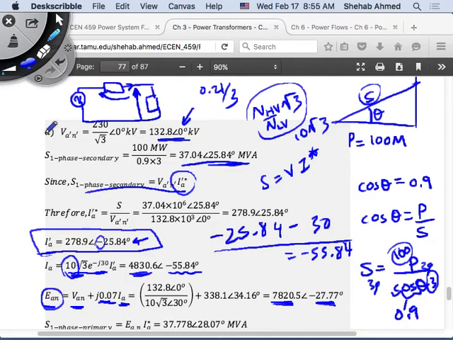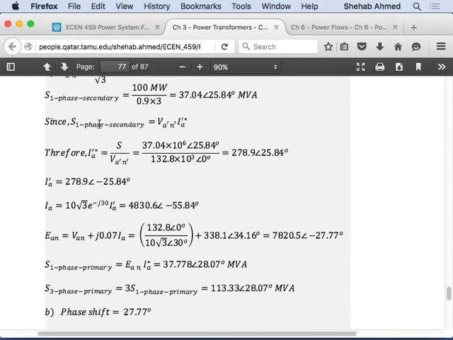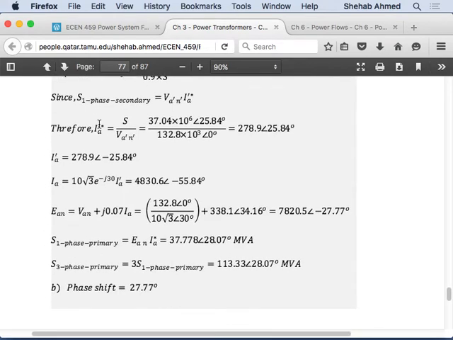What else are they asking for? Then they calculate the generator power. They took the generator voltage multiplied by the current conjugate. The current is the same as what we calculated before, since it's just a simple circuit with a source and an impedance. And then to calculate the full three-phase generator power, they just took that and multiplied it by 3. And the phase shift of the generator voltage is 27.77 degrees with respect to the output.